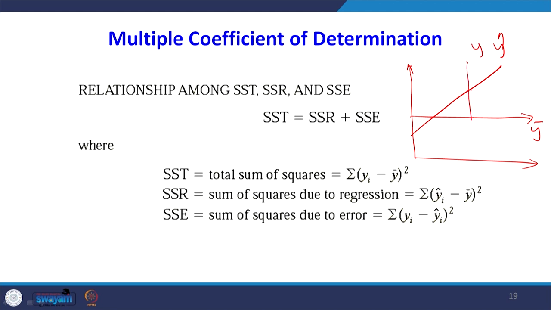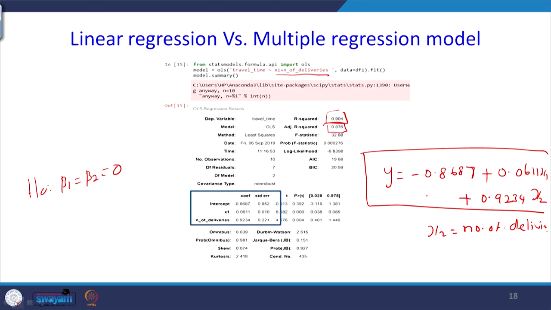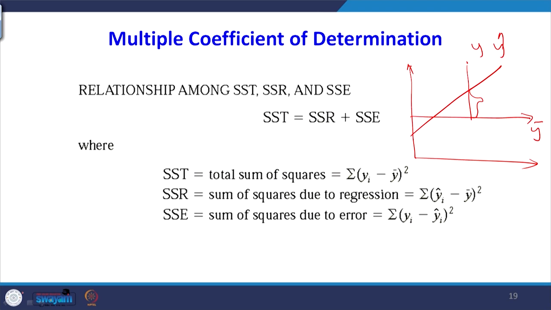So, this distance is your SSR, and this distance is your SSE. The total distance is SST. What is SST? SST is the summation of (yi minus y bar) whole square. What is SSR? Summation of (y hat i minus y bar) whole square. What is SSE? Summation of (y minus y hat) whole square.